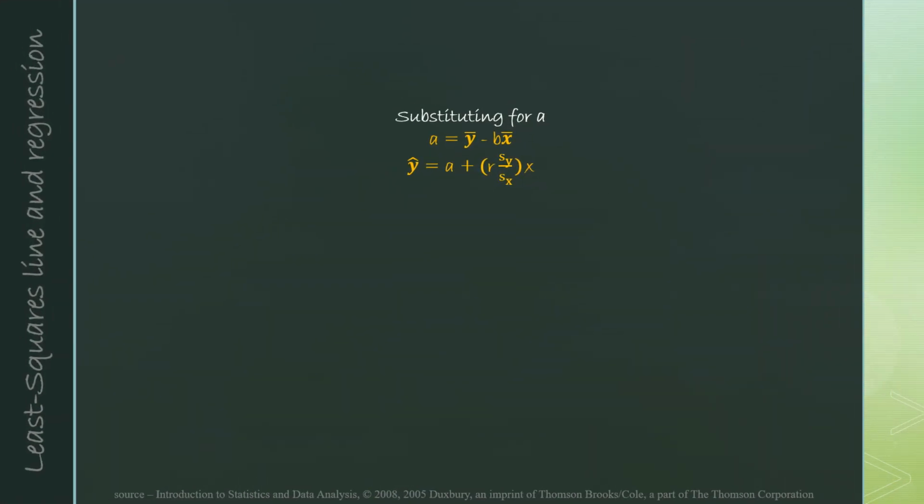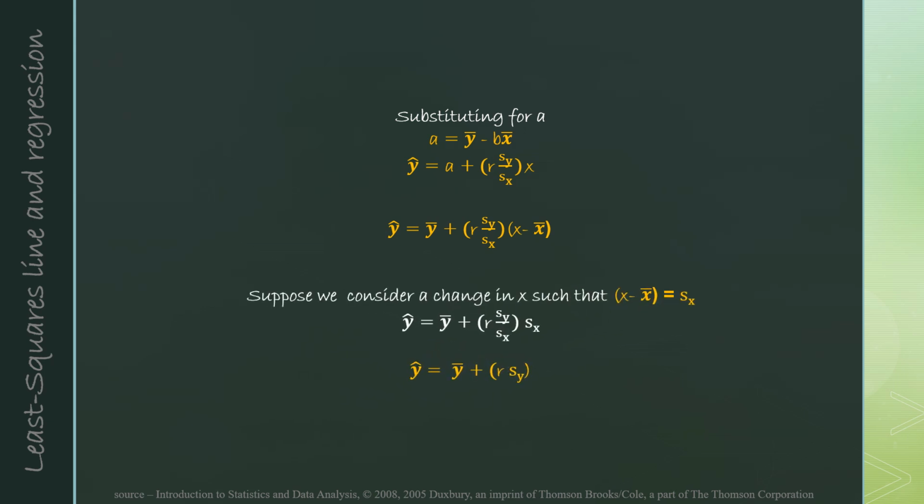Substituting for a, that is a equals y bar minus b multiplied by x bar, in the expression for y hat, that is y hat equals a plus r multiplied by sy divided by sx multiplied by x, we arrive at y hat equals y bar plus r multiplied by sy divided by sx multiplied by x minus x bar.